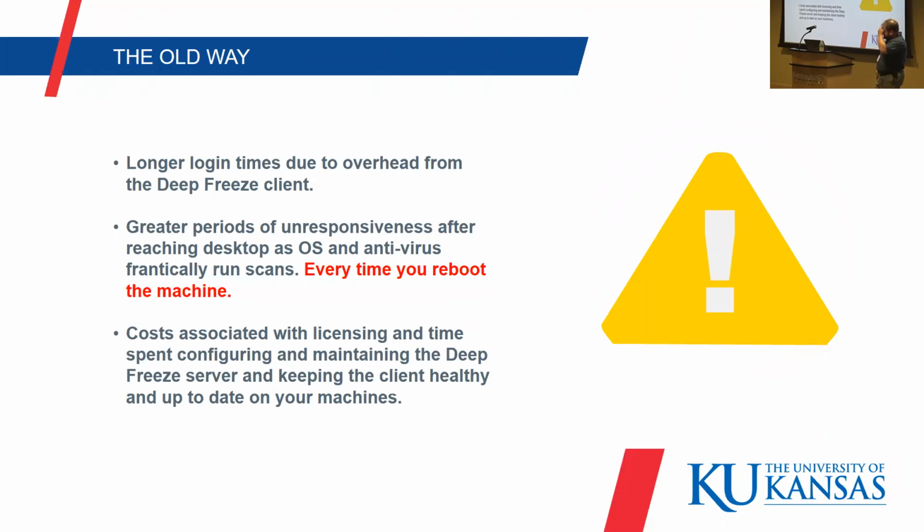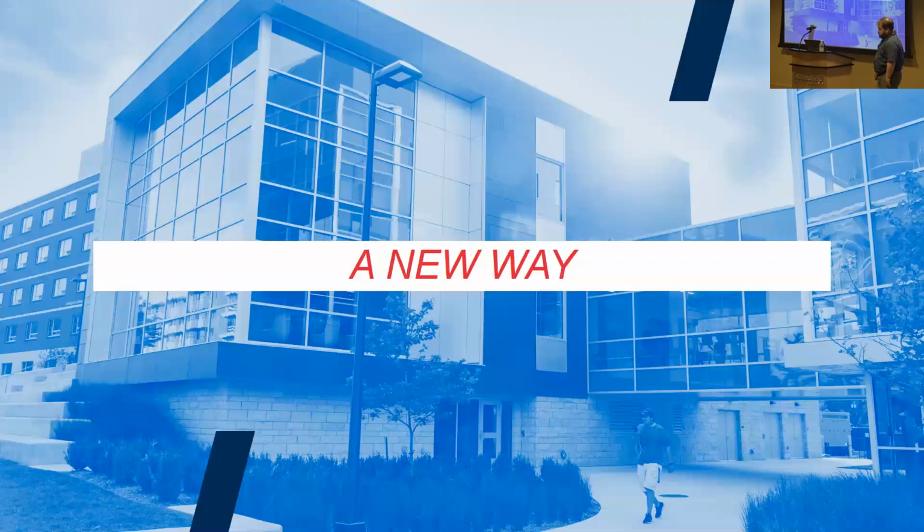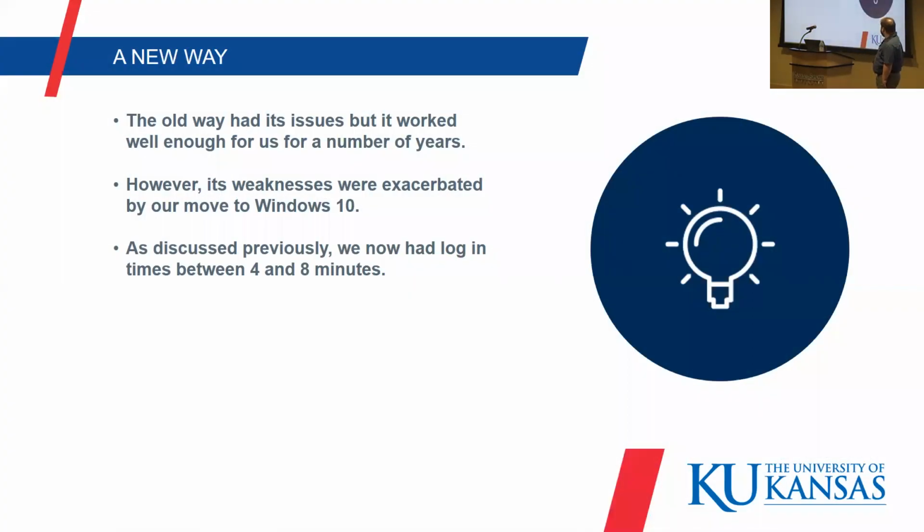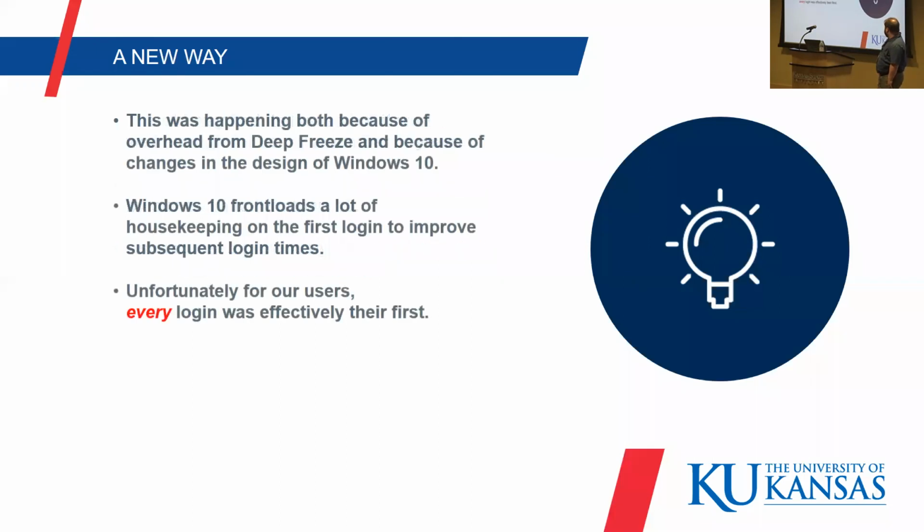There was also the cost associated with licensing Deep Freeze and the time spent configuring and using it to keep the machines secure. So we needed a new methodology, a new way. The old way did work pretty well for a number of years, but when we moved to Windows 10, changes in how Windows 10 behaves led to all these problems.